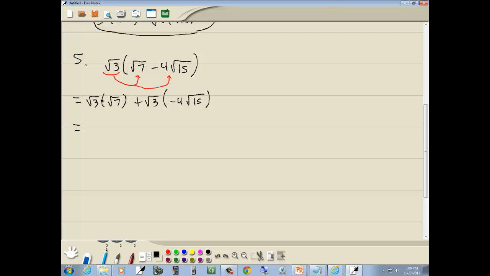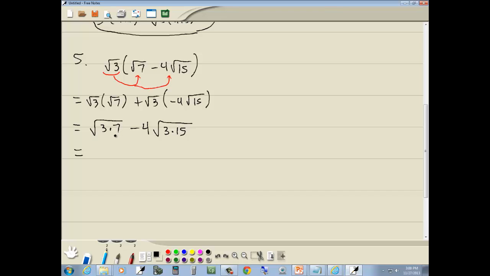Now, since these both have the same index, we can put them underneath a single radical. So this will be the square root of 3 times 7. Positive times negative is negative, and the 4 just stays out in front. And then square root of 3 times square root of 15 gives us square root of 3 times 15.